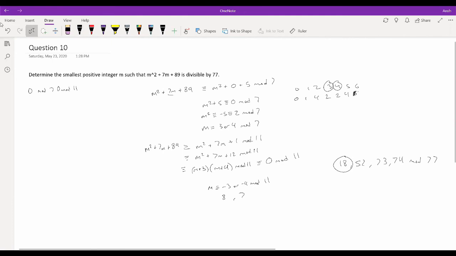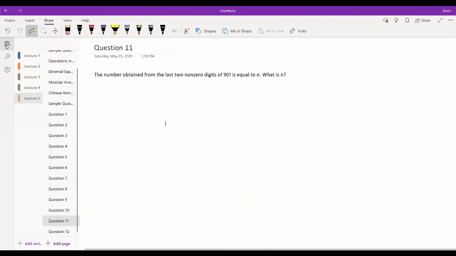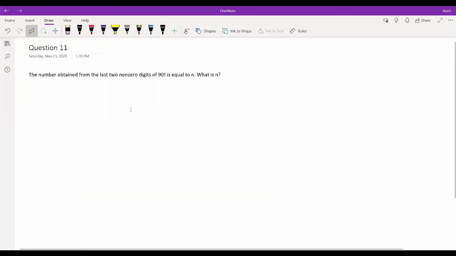All right. We have time for, I think, 1 or 2 more questions. So this is a much more difficult AMC question. So we have the number obtained from the last 2 non-zero digits of 90 factorial is equal to n. What is n? So this problem will be using a lot of the concepts we learned this week and in previous weeks. So first, we want to find the last 2 digits of 90 factorial that are not 0.